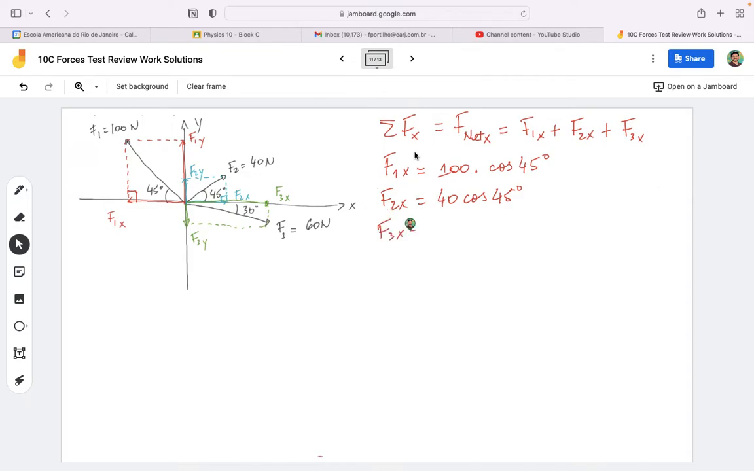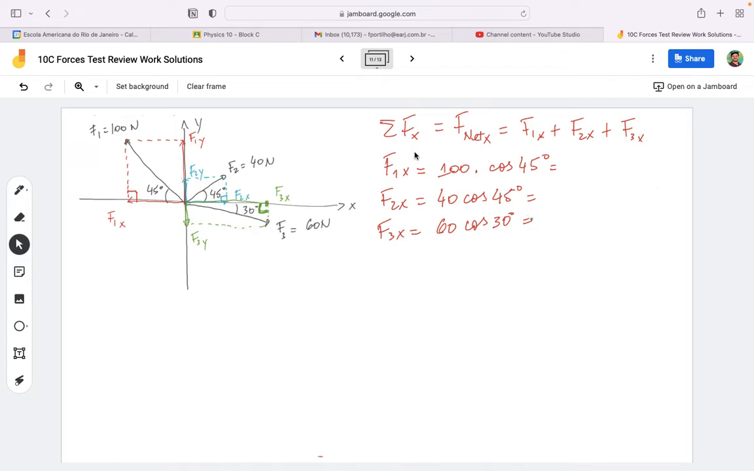F3x is going to be, now changing color, just make sure to show a proper right triangle. So the 30 degrees is standing adjacent to F3x. So we do the same thing as we did before. Adjacent resembles cosine, in this case cosine of 30. So let's calculate each one of them.